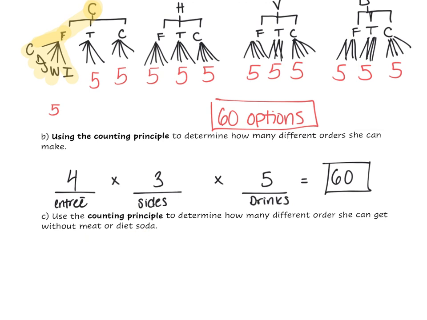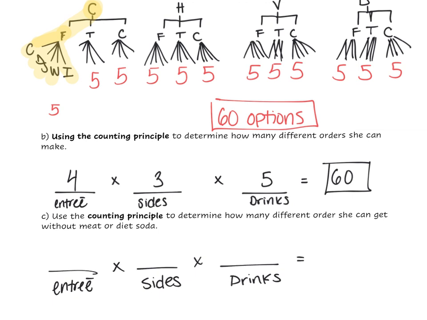So now it goes down the same kind of concept. I have entrees, then I have sides, and then I have drinks. And I want to multiply them together. Well, how many entree choices do I have if I'm not eating meat? Well, I can't have chicken fingers. I can't have a hamburger. I can have a veggie burger, but I can't have a hot dog. So I literally only have one possibility for my entree, and that is the veggie burger.